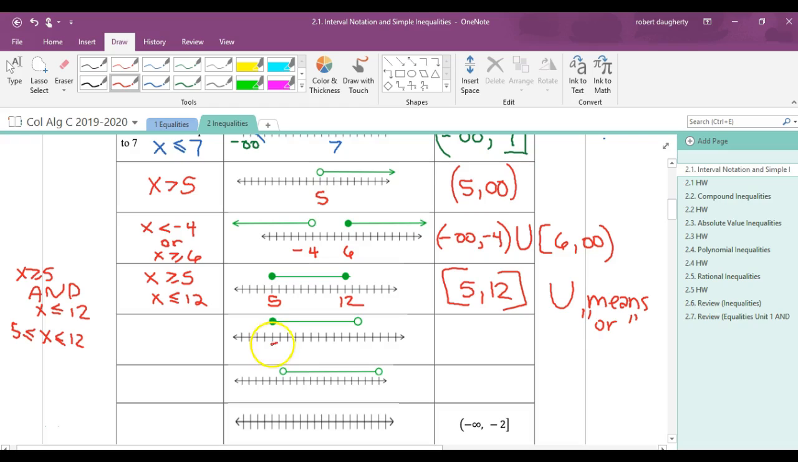Let's do this one. Same thing. 5 and 12. What's the interval notation for this one? Yeah, so x is greater than or equal to 5, and x is what? Less than 12? When I write this in interval notation, it's all the numbers from 5 to 12, but what enclosures? Yeah, bracket on the 5, parentheses on the 12.